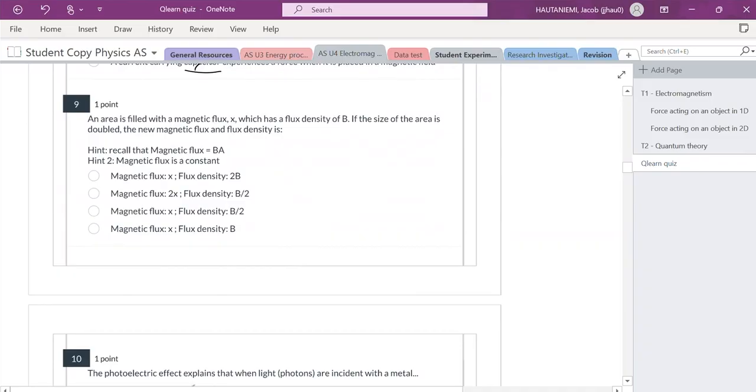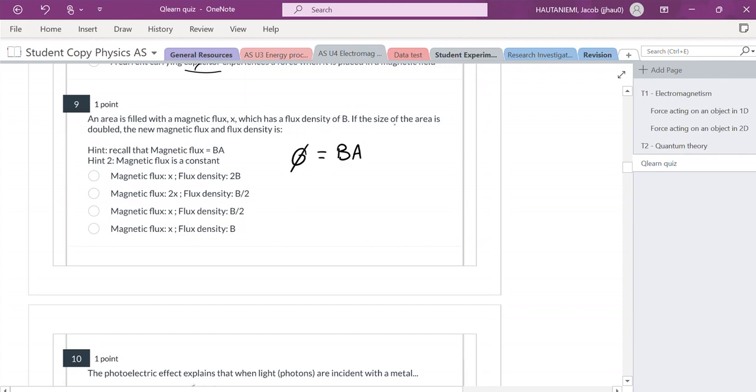Okay, next one. An area is filled with a magnetic flux X, which has a flux density of B. Now, we sometimes refer to flux like this, and also phi. So I'll do it in terms of the equation that I've given you. Magnetic flux equals BA. The magnetic flux has a flux density of B.